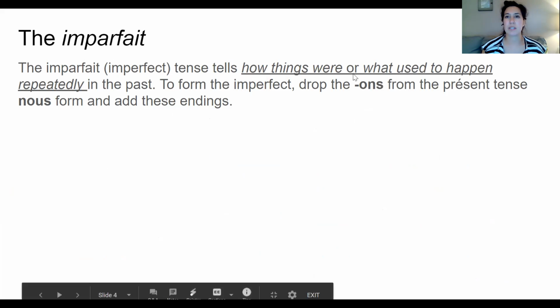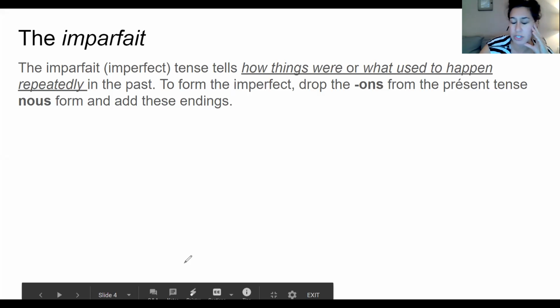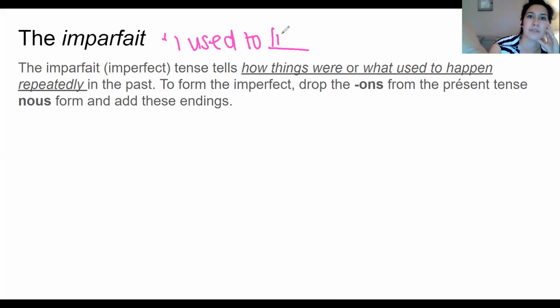So this is really important. This is like in English where we might say, I used to play with such and such person, or I used to live in Texas, for example. So anytime I would say I used to, something, like I used to live, I used to eat, I used to like, or how things were. So it's kind of repeated over a long period of time, or describing something in the past. This is when we would use this tense, the imparfait.